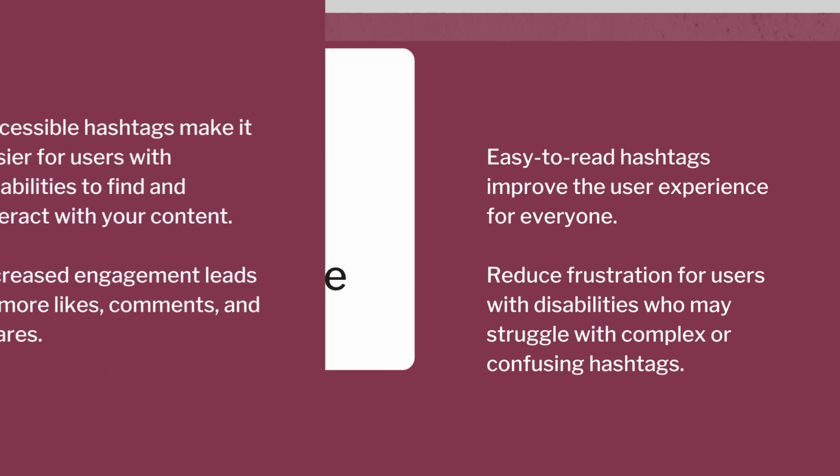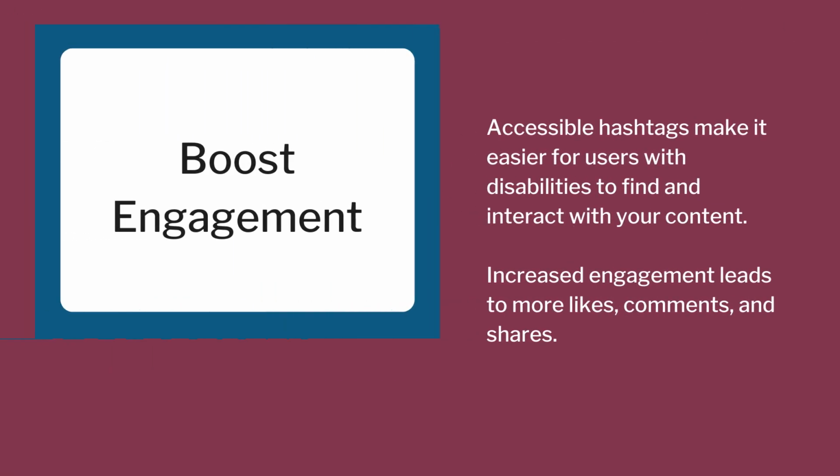You want to boost engagement with your posts, right? That's the whole point of doing them. So by creating accessible hashtags, you're not only making it easier for users with disabilities to find your content, you're making it easier for them to interact with your content. And that's what we want, right? Again, if they're using a screen reader, they're using assistive technology, that software needs to be able to read your content so that it can interpret it for those users, and then those users can interact with it.